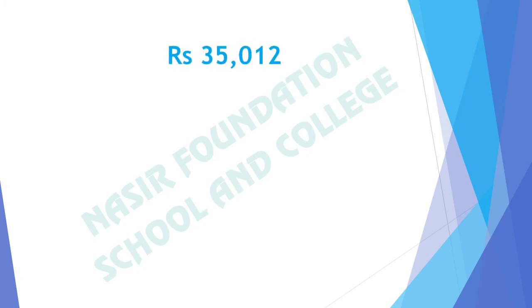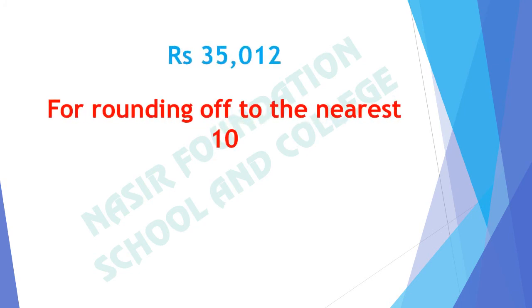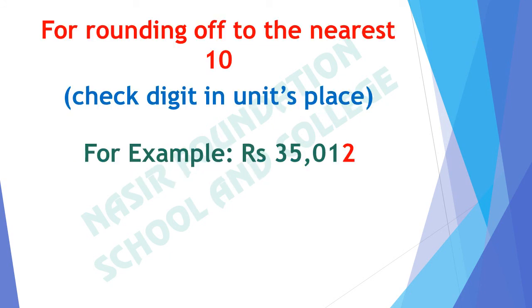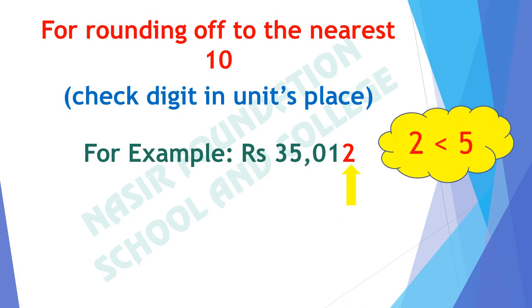Rupees 35,012. We will round off this amount to the nearest 10. If we want to round off this number or amount to the nearest 10, we will check the digit in units place. The digit in units place is 2. Now we will compare this 2 with 5. And 2 is less than 5.